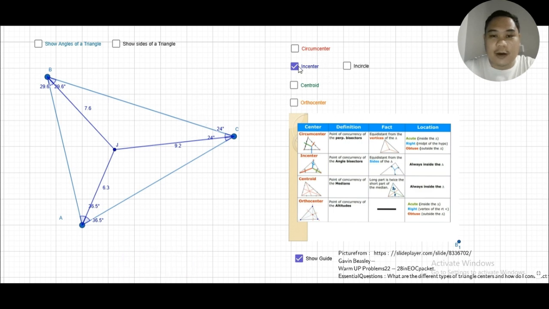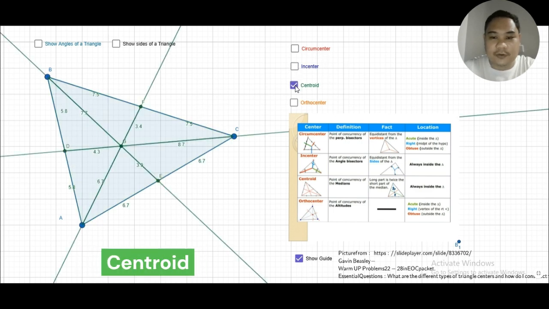Now, how about the centroid? For the centroid, this is the point of concurrency of all the medians. So here we get the medians of these sides, and then we intersect all the lines. Okay? And next, how about the orthocenter?